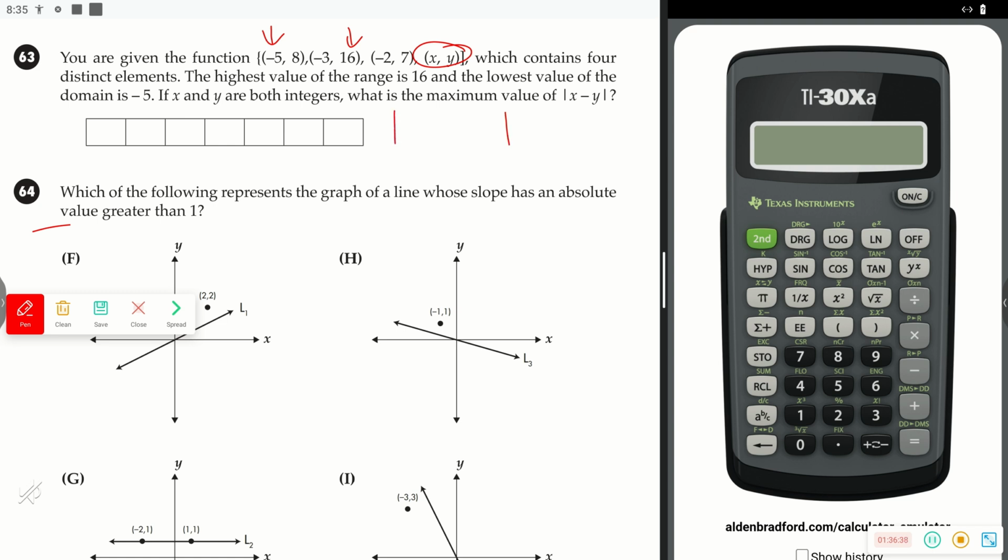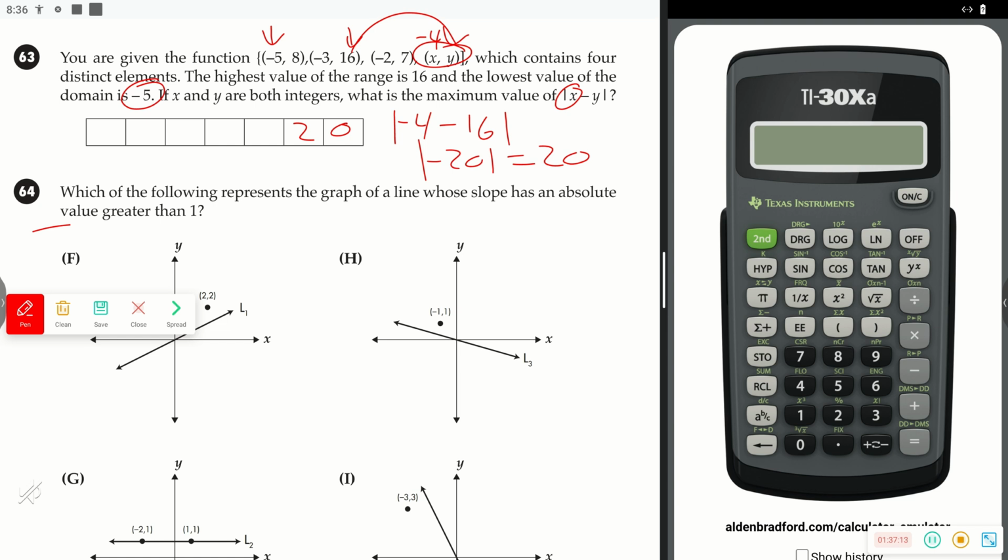So for the absolute value of x minus y, we can actually use the same value of 16 for the y. So we're going to have minus 16, but it says that the lowest value in the domain was -5. We can't go lower than -5. And if we're assuming whole numbers, that means the lowest we can go is -4. So we have -4 minus 16, which is minus 20. The absolute value of -20 equals a positive 20. So the answer here is positive 20.